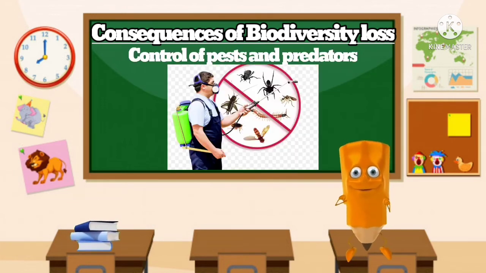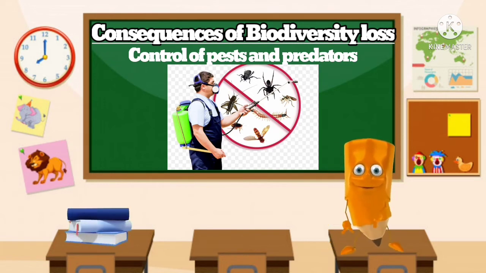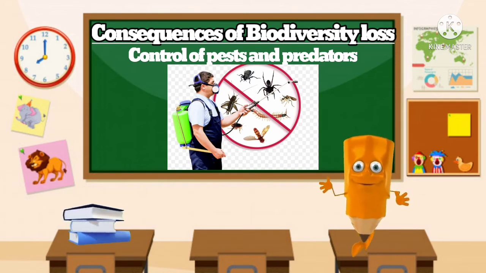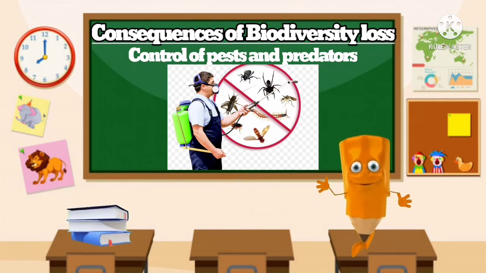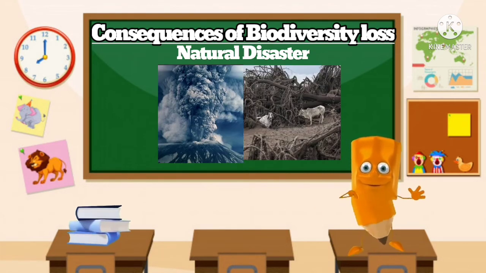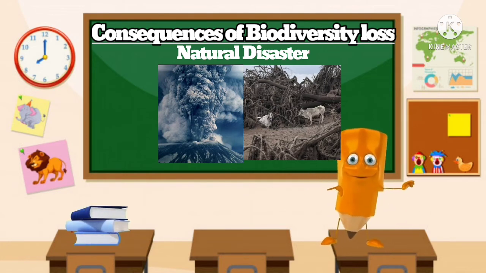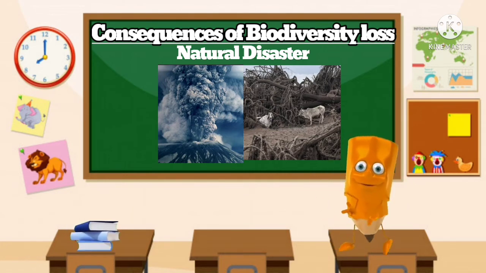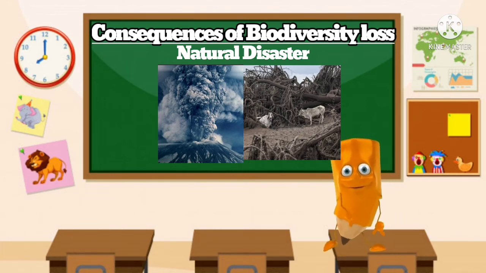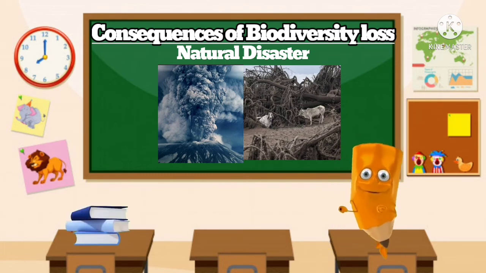Number 8, control of pests and predators. Predator and pest control measures kill predators and pests, but they also unintentionally kill non-target species. Number 9, natural disasters. For example, floods, droughts, forest fires, earthquakes, volcanic eruptions, and etc. have a big impact on plants and animals' life. A volcanic eruption can completely destroy plant and animal life in its surrounding areas.